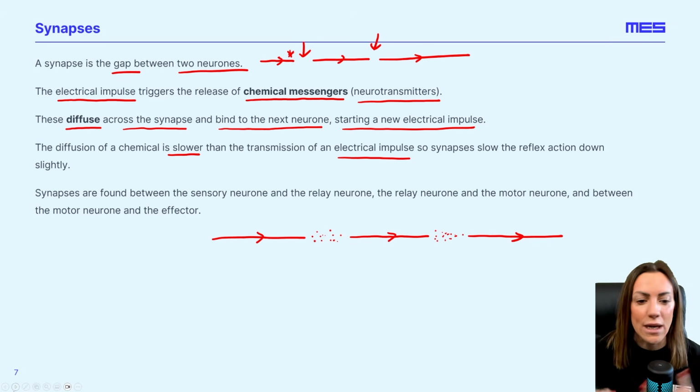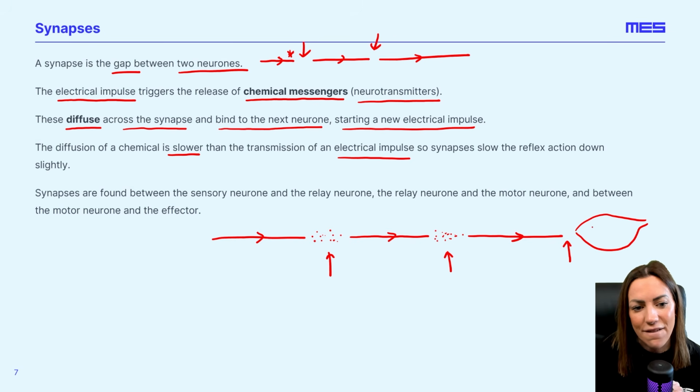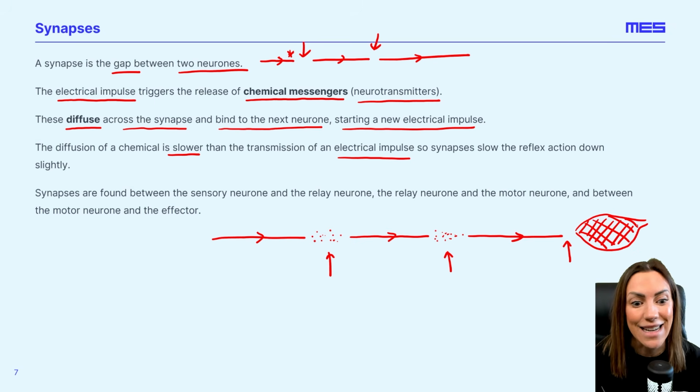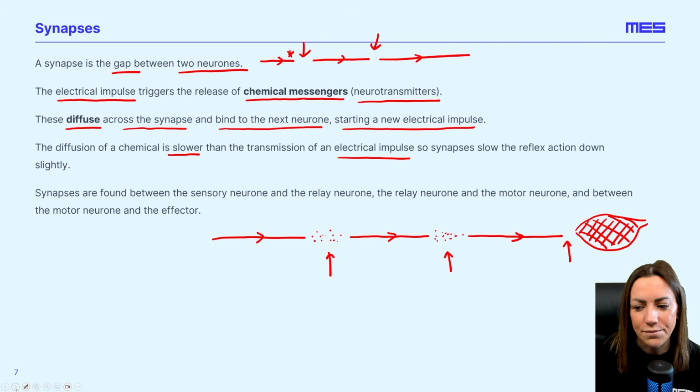Synapses are found between neurons. They are junctions between neurons. So as I've said, you will get one between the sensory and the relay neuron and one between the relay and the motor neuron. There'll also be another one between the motor neuron and the effector, which could be a muscle. We'd actually call that synapse a neuromuscular junction, but you'll be learning more about those at A level. For GCSE, it's really just remembering that chemicals have to diffuse across a synapse because the electrical impulse cannot cross the gaps between the neurons.